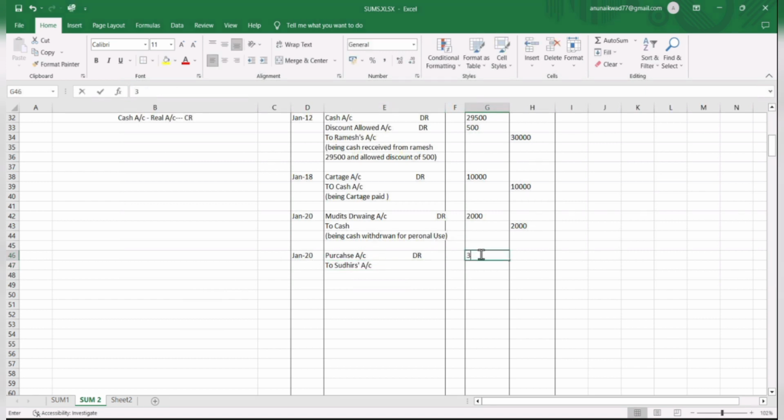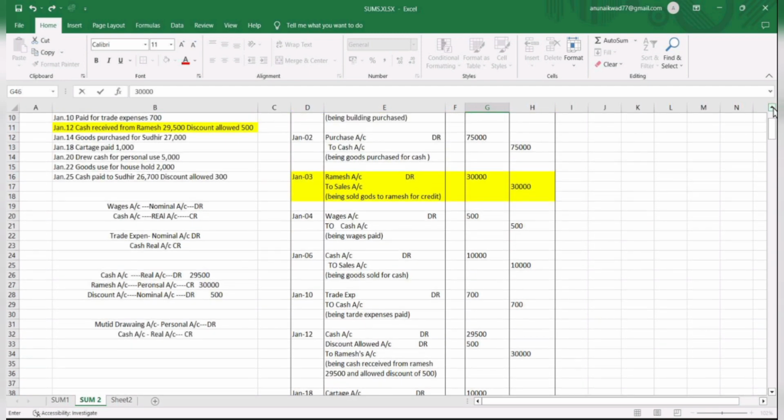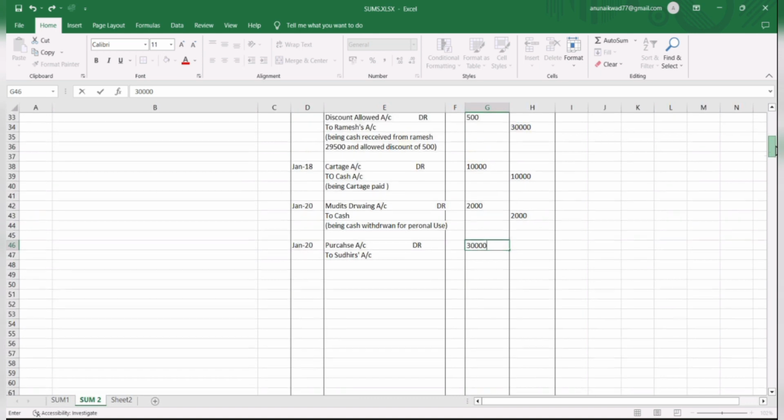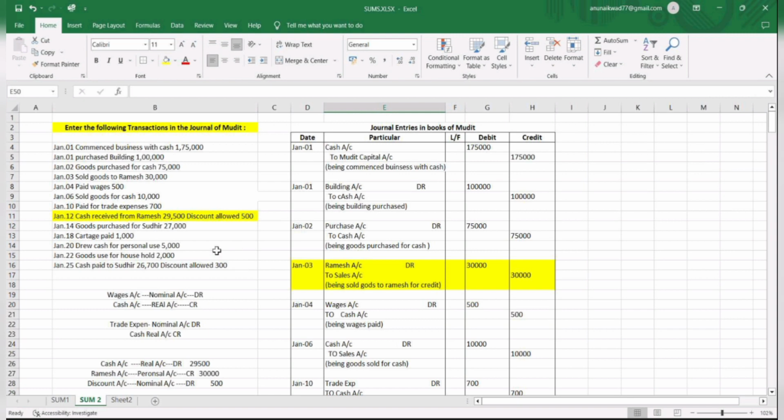For rupees 27,000, being goods purchased from Sudhir. Now we are settling this account on January 30. How are we settling? Let us read out this transaction.